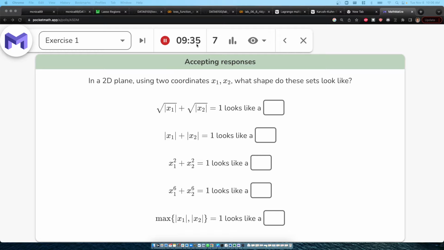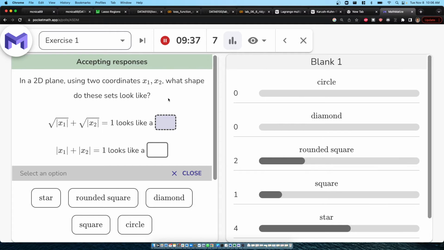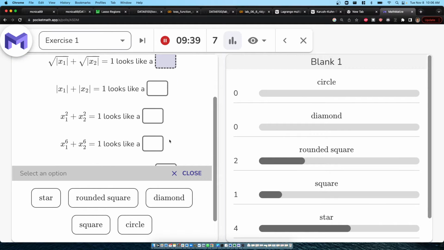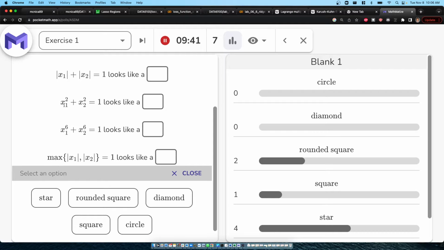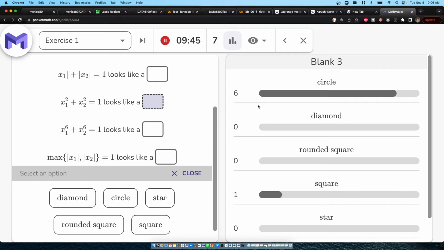For this question, all right. Let's start with the one I think is the easiest one, which you've probably seen before. x1 squared plus x2 squared equals 1 looks like a circle. So most people got that one right.